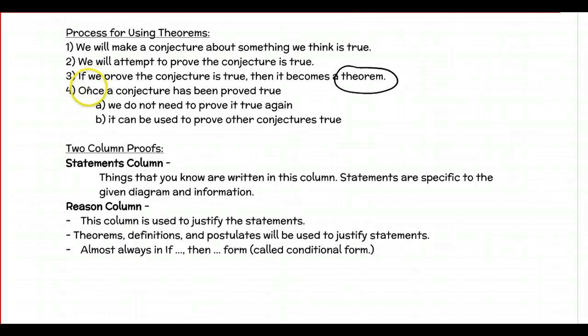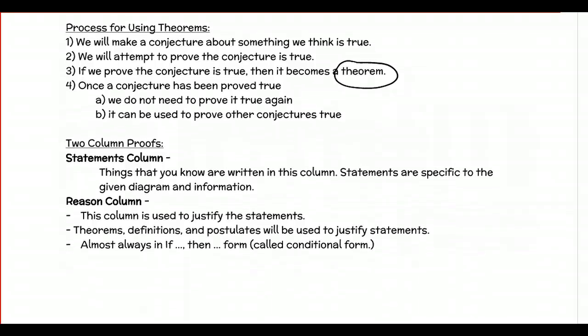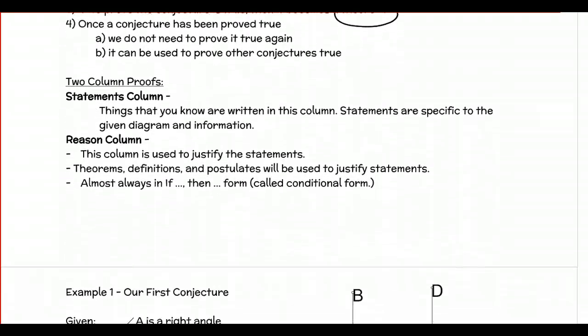If you don't know what I'm talking about, then you probably haven't watched Schoolhouse Rock. Okay, moving on. Once a conjecture has been proved true, so we have this guess about something we think might be true, we prove that it is true, so it becomes a theorem. We don't need to prove it true again. We just use the theorem the way we proved it. And we can also use that to prove other conjectures true. And we'll talk more about that in these notes. All right, so that's the process for using theorems.